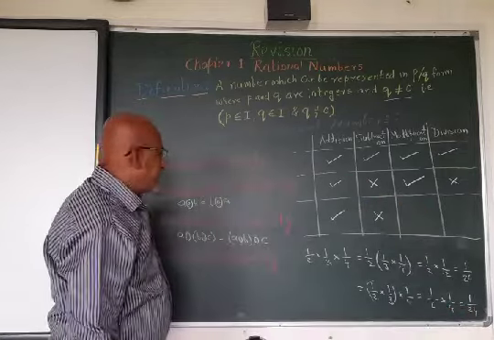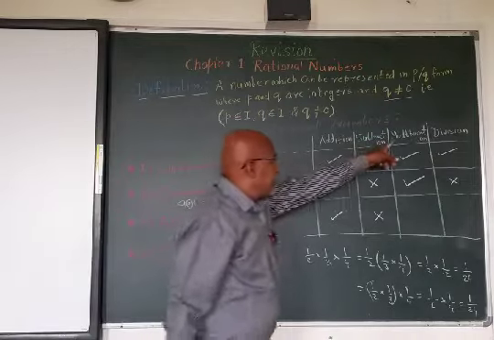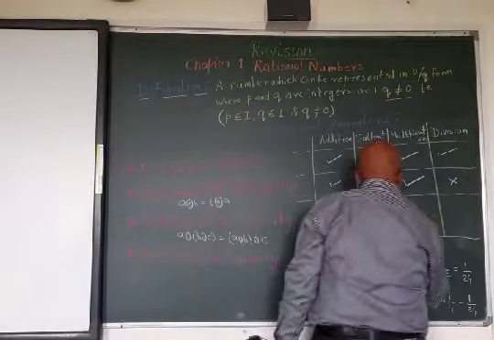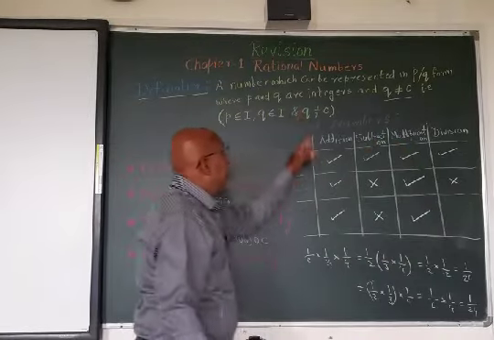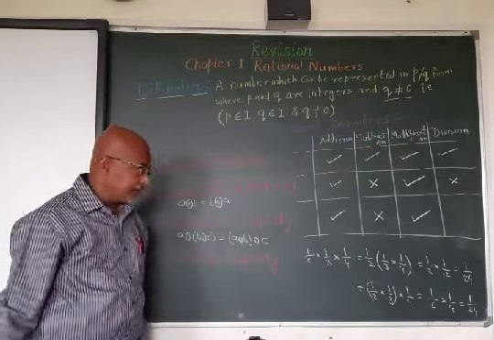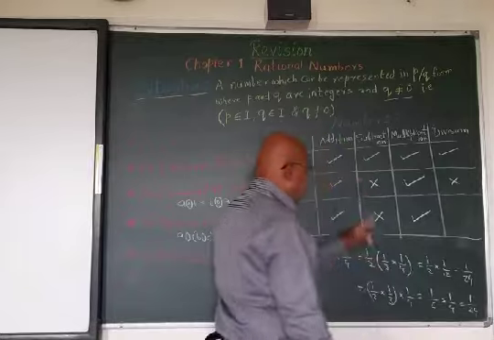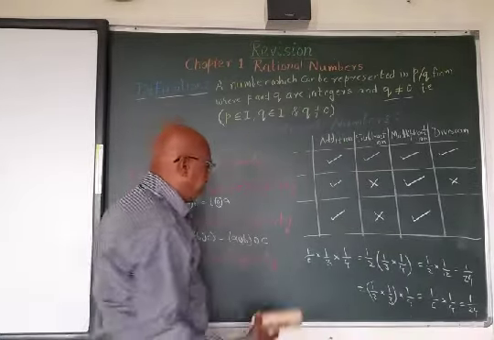This shows that multiplication is associative in rational numbers. And finally, we have to see about division.